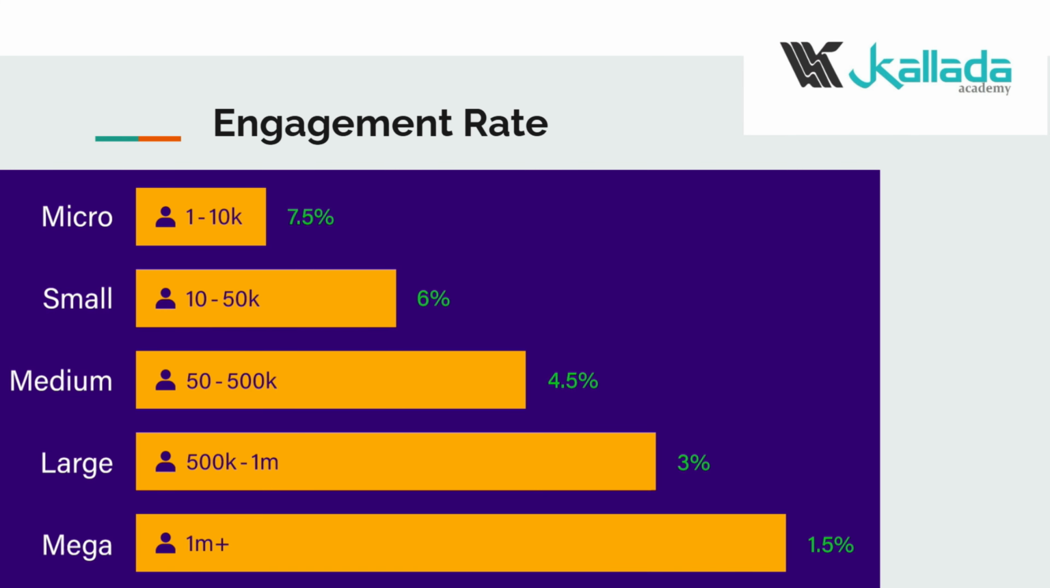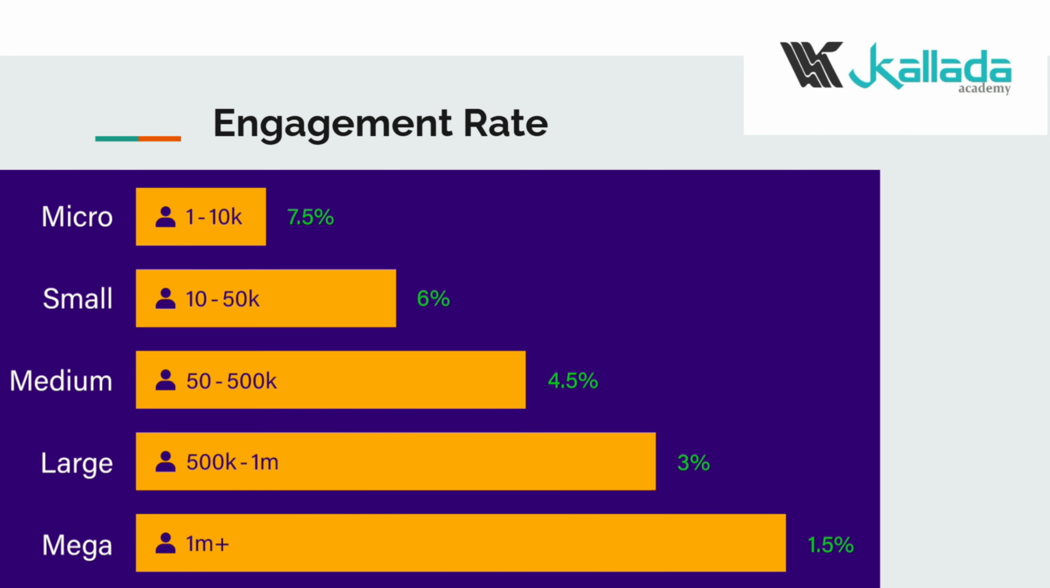It is very pertinent that whenever there is a larger influencer, a big influencer with 1 million plus followers, the engagement rate will come down, right? And that is drastically shown in the benchmark score that you can see, 1.5%.